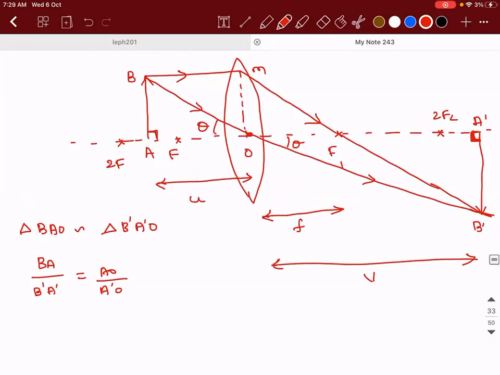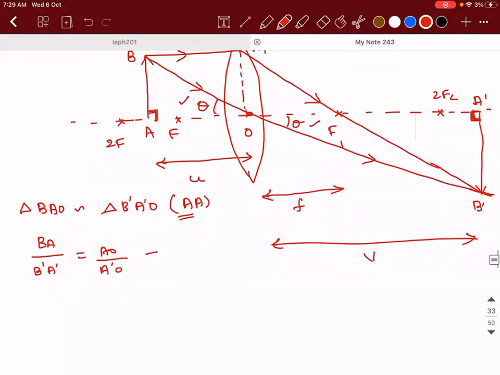Rohan, did you understand or not? So if I take this as theta, this is also theta, vertically opposite angles. And angle A and angle A dash are 90 degrees. So by which criteria? Angle criteria, these two triangles are similar. This is equation number 1.